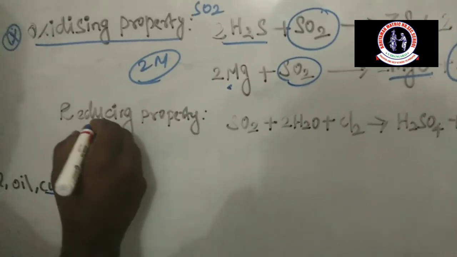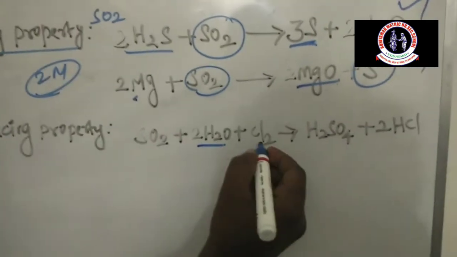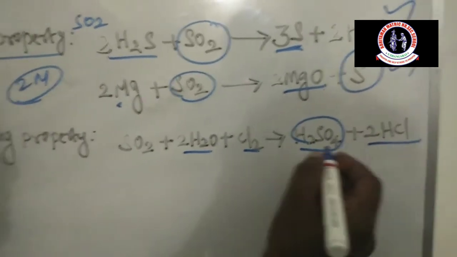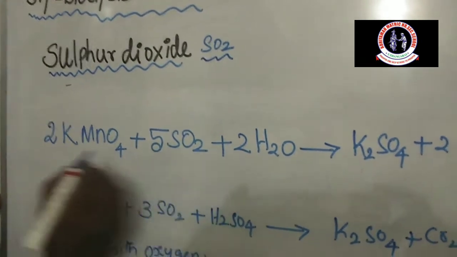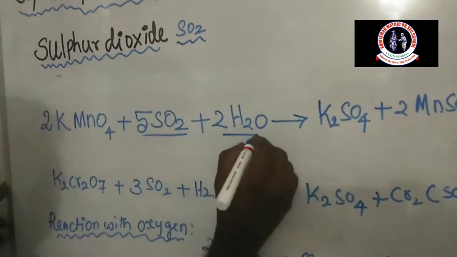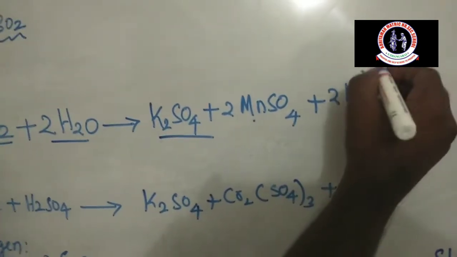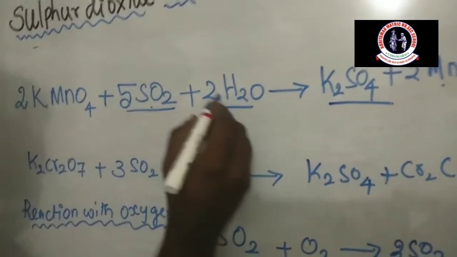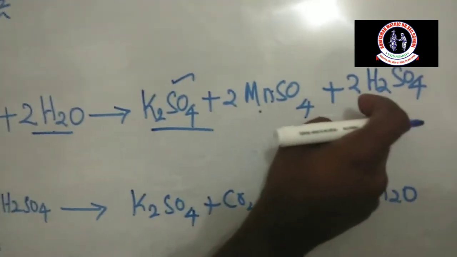Next, the reducing property of sulfur dioxide: sulfur dioxide and water with chlorine give H2SO4, that is sulfuric acid, and 2 moles of HCl. Next, the reducing property with potassium permanganate: potassium permanganate is treated with 5 moles of sulfur dioxide and water to give potassium sulfate, manganese sulfate and sulfuric acid.